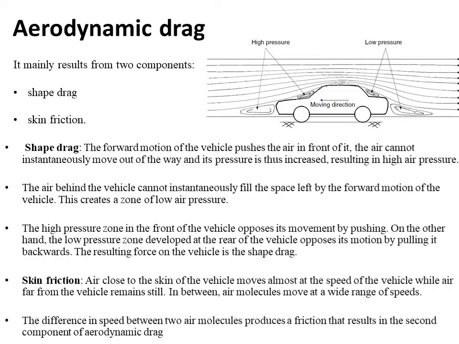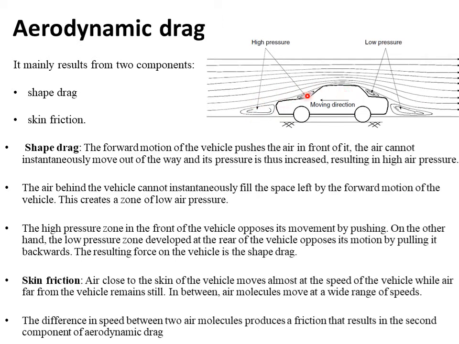Now coming to the components of aerodynamic drag, it is actually the result of two effects or two components. The first one is shape drag and the second one is skin friction. So what is shape drag? When a vehicle is moving in the forward direction, the air in front of it cannot instantaneously move out of the way. So here it creates a high pressure region.